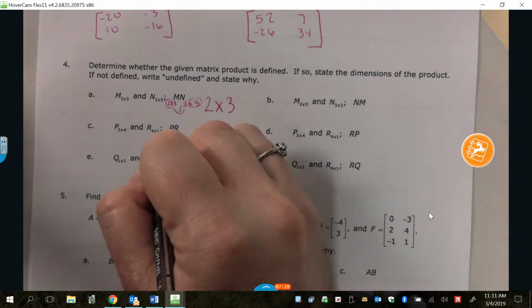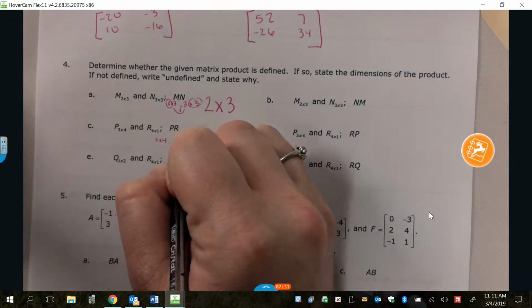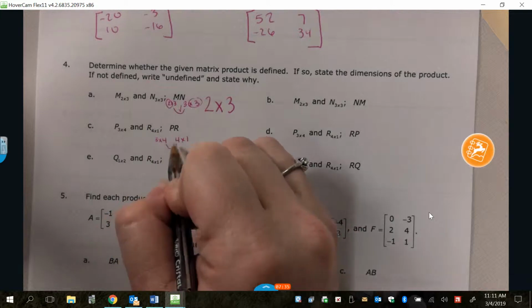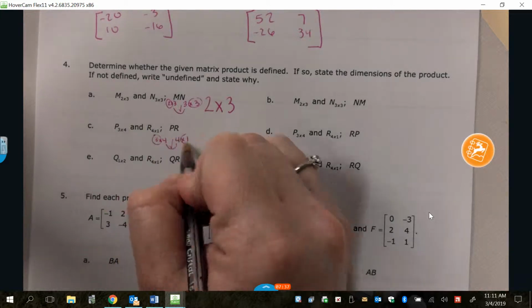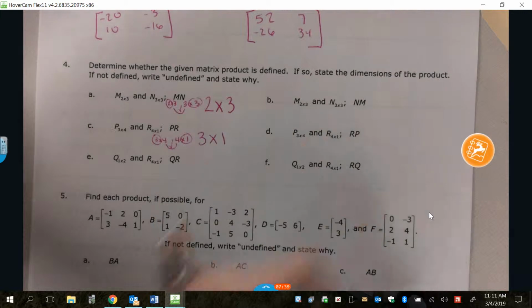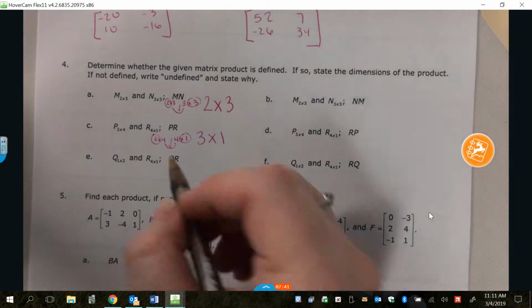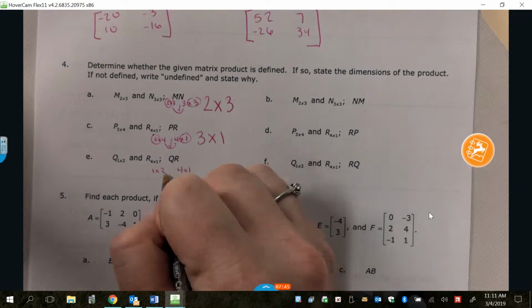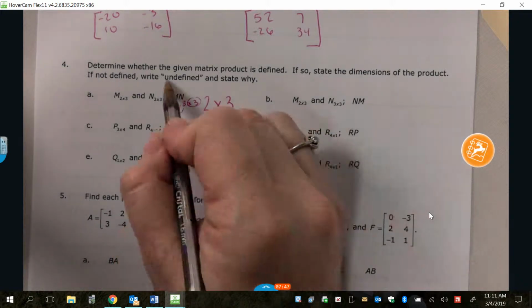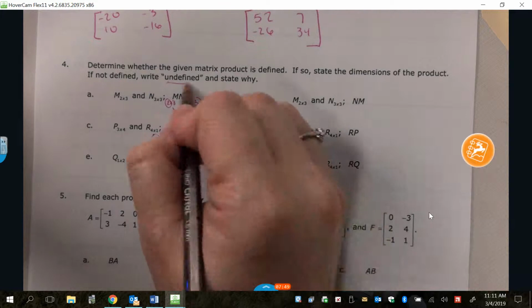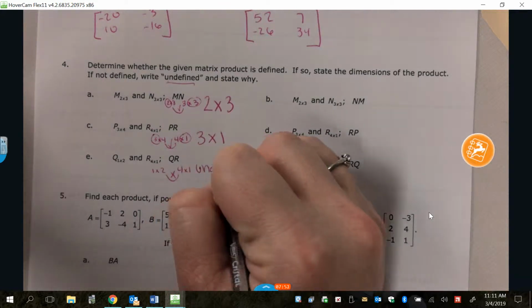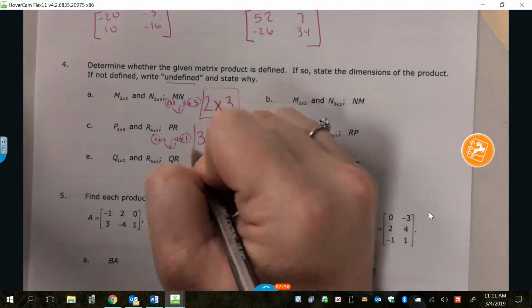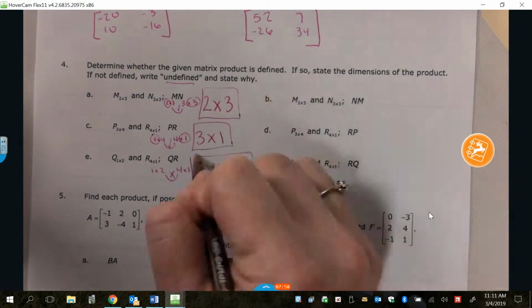Here we have a 3 by 4 times a 4 by 1, P times R. The middle 2 match, so it's possible, and it becomes a 3 by 1. Here we have Q, which is a 1 by 2, times R, which is a 4 by 1. The middle 2 do not match, therefore it's impossible, and we put undefined. I'm going to box these because it makes the answer more obvious.